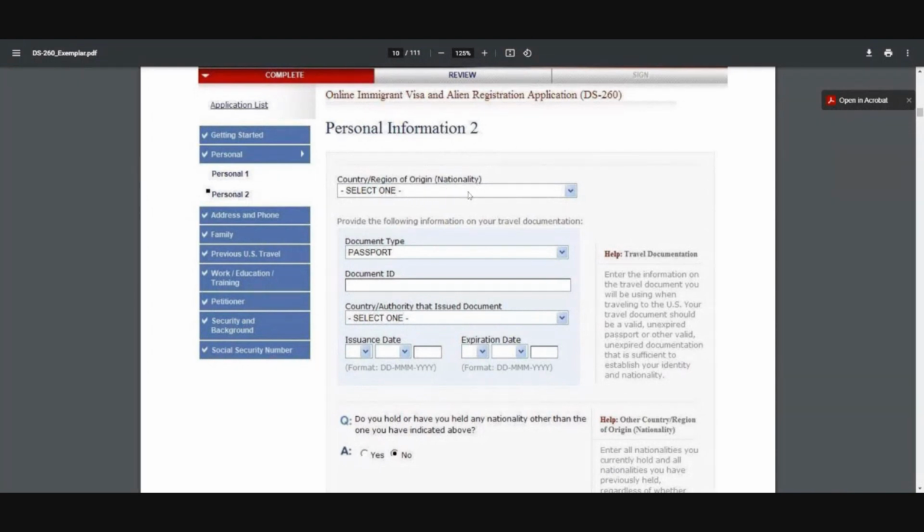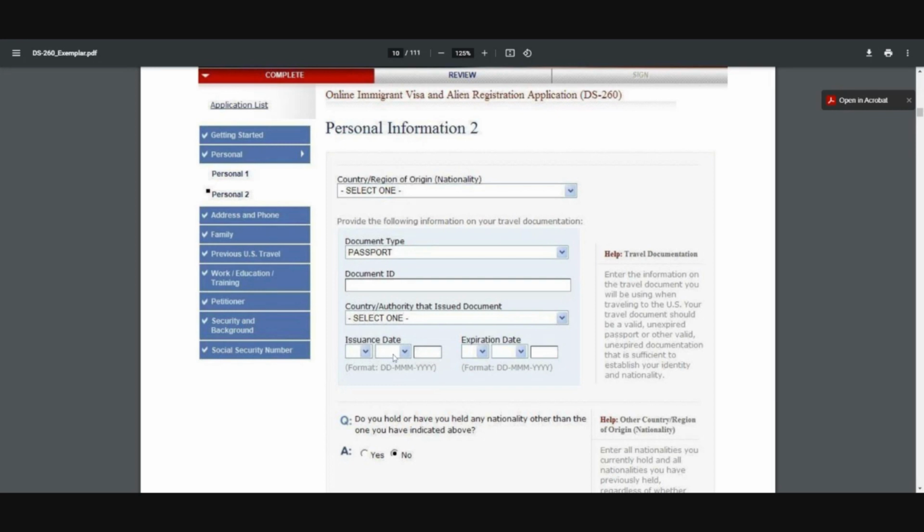So where are they from? What is their nationality or citizenship? Put it there. If they are Kenyans, put them there. What document do they have? At this time, they must have a passport. Put their passport. And the ID, the number of the passport, make sure that you indicate there. And then the country or authority that issued the document. If you got it from Kenya, put it there. Uganda, Tanzania, South Africa, Mexico, put it there. Then when was it given? When was it issued?